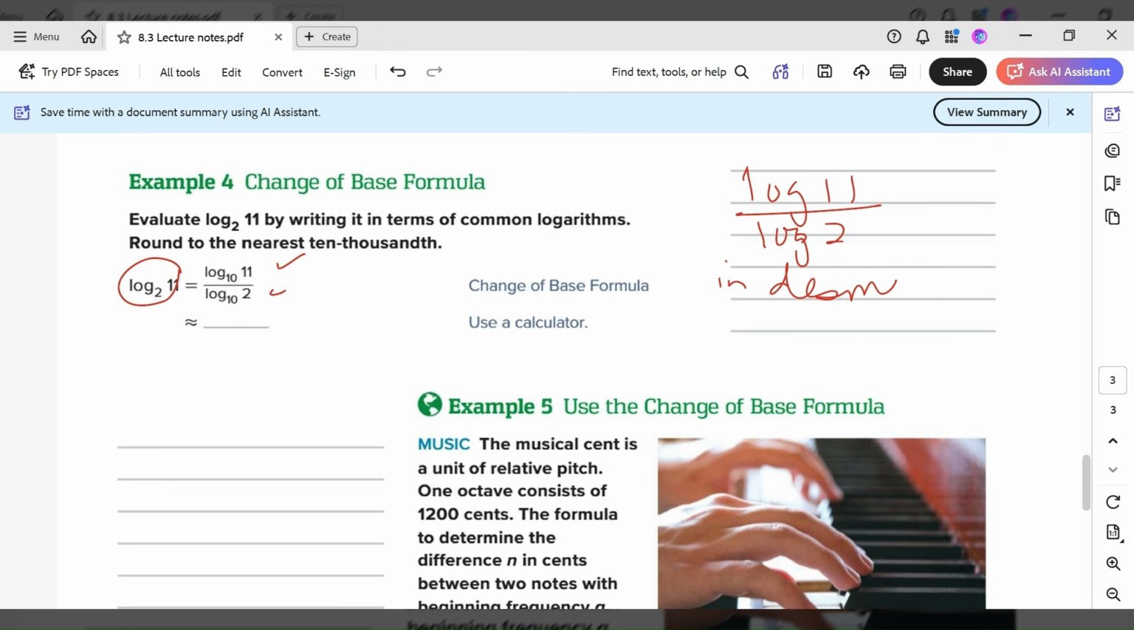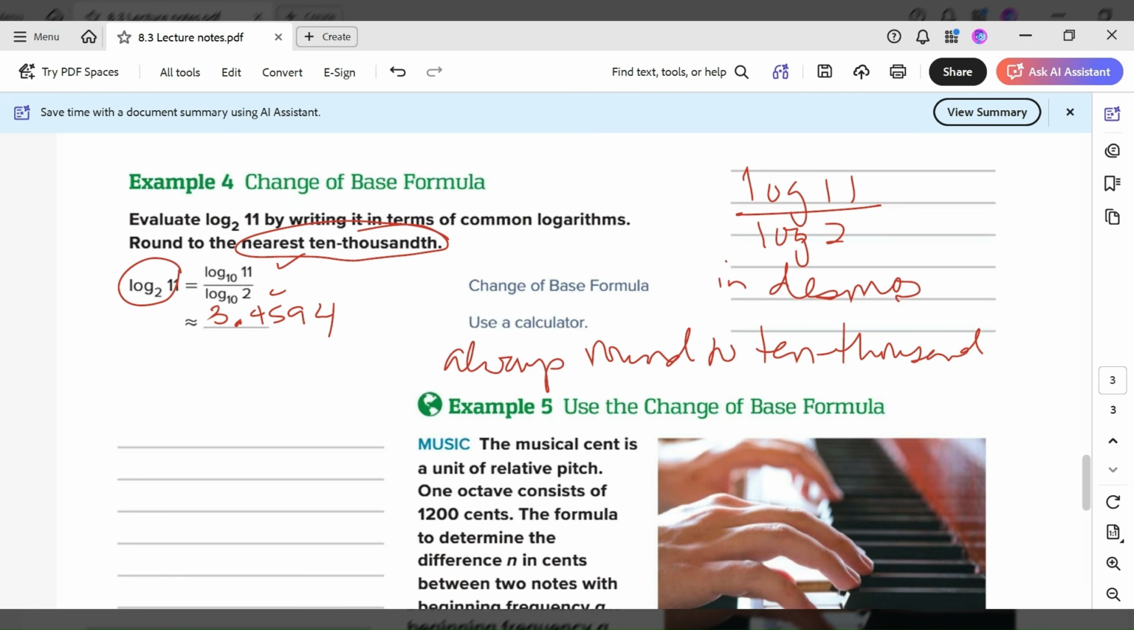Because remember, we're doing common logs. When you do that, your calculator is going to spit out an approximation of 3.4594. Remember, you're always going to round to the nearest 10,000th, always, unless otherwise stated. It will always be the 10,000ths place.